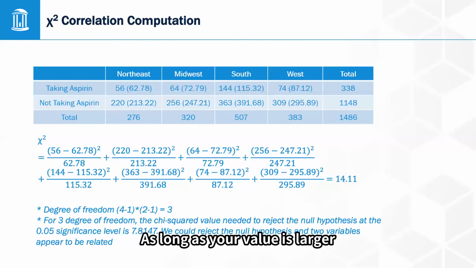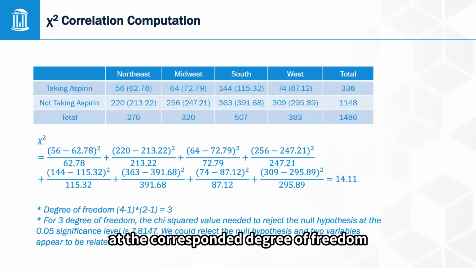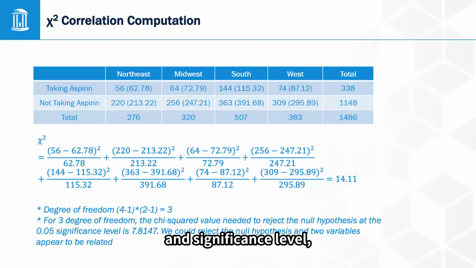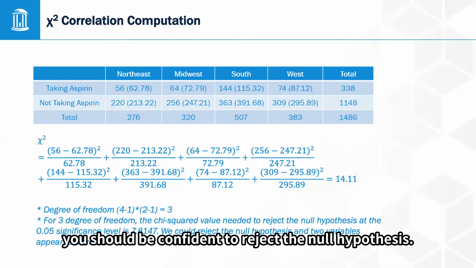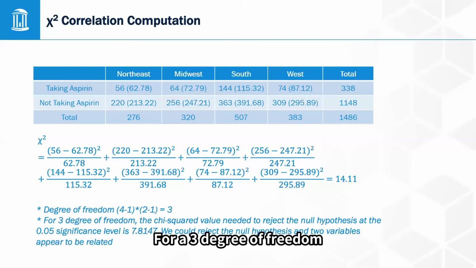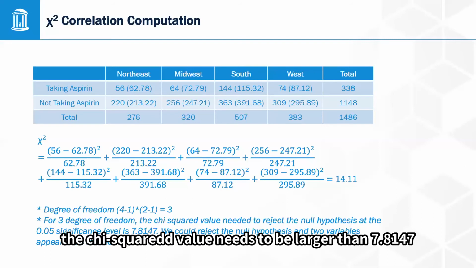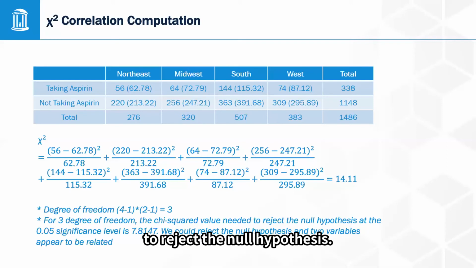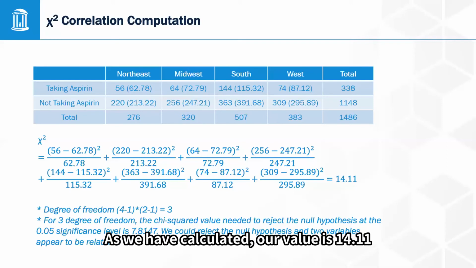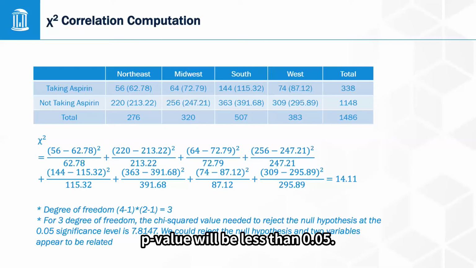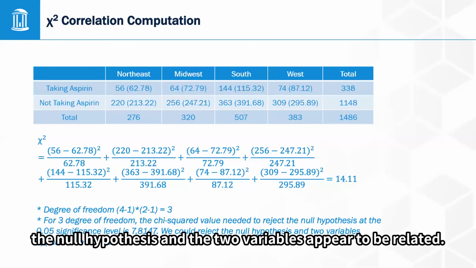As long as your value is larger than the reference value at the corresponding degree of freedom and significance level, you should be confident to reject the null hypothesis. For 3 degrees of freedom and at a 0.05 significance level, the chi-squared value needs to be larger than 7.8147 to reject the null hypothesis. As we have calculated, our value is 14.11. That implies the resulting p-value will be less than 0.05. We could reject the null hypothesis, and the two variables appear to be related.